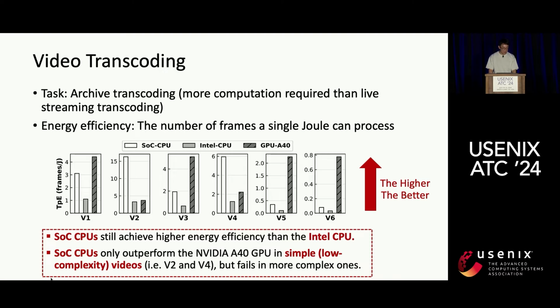But things seem different in the archive transcoding tasks because they require more computation compared to the live streaming transcoding tasks. We use the number of frames a single joule can support to represent the energy efficiency. The result is shown in the figure, and we conclude that the SoC CPUs can still achieve higher energy efficiency than the Intel CPU. But the SoC CPUs only outperform the NVIDIA A40 GPU on simple videos like V2 and V4, and fail on more complex ones.